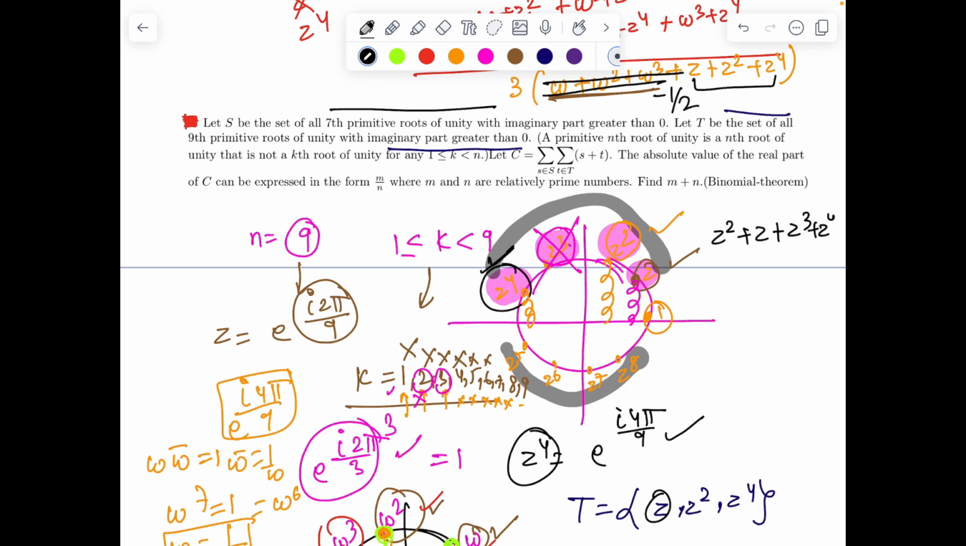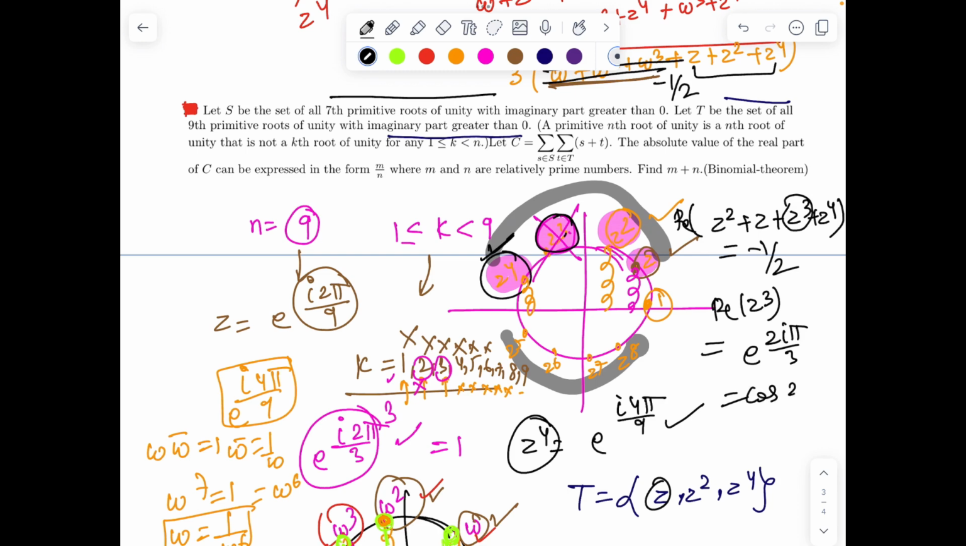Okay, and sum of all roots is minus 1. तो यहाँ से what I am getting is z square plus z cube plus z4. This real part is going to be minus half. But z cube is not into picture. Okay, so what is real part of z cube? That I have to take up. So real part of z cube is not very difficult to find because e to the power we have already defined 2i pi by 3.